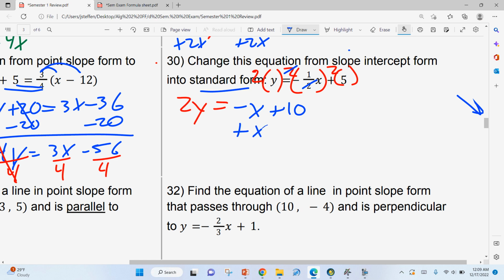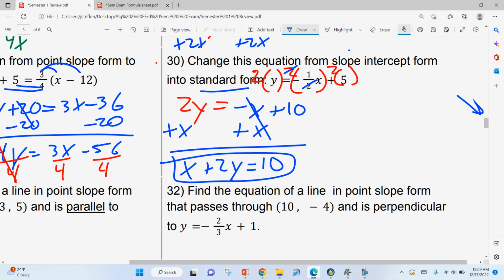We just have to get the y, the x on the other side. Again, I apologize about my dishwasher. It's Samsung, so listen to that puppy purr. X plus 2y is equal to 10.